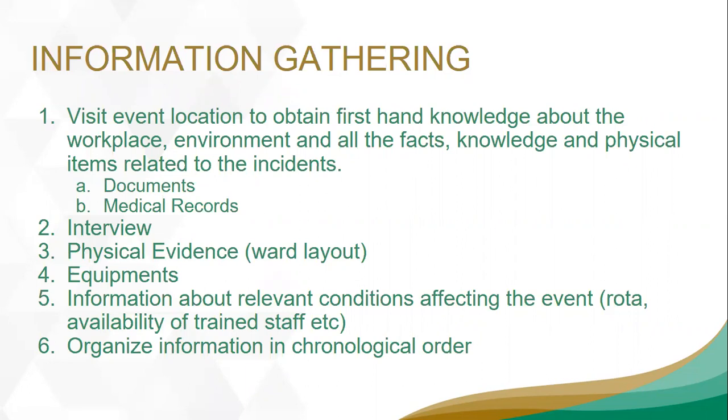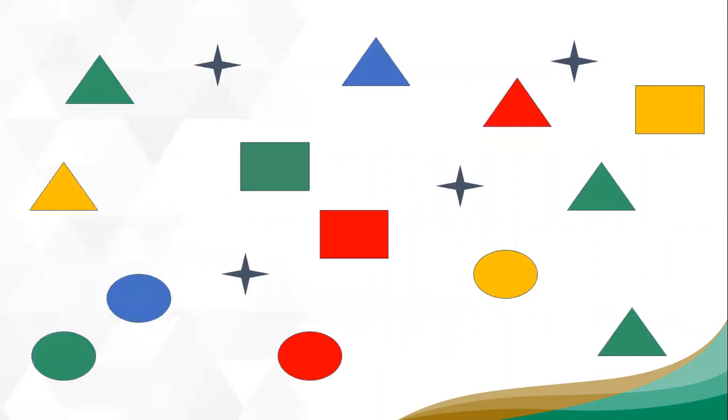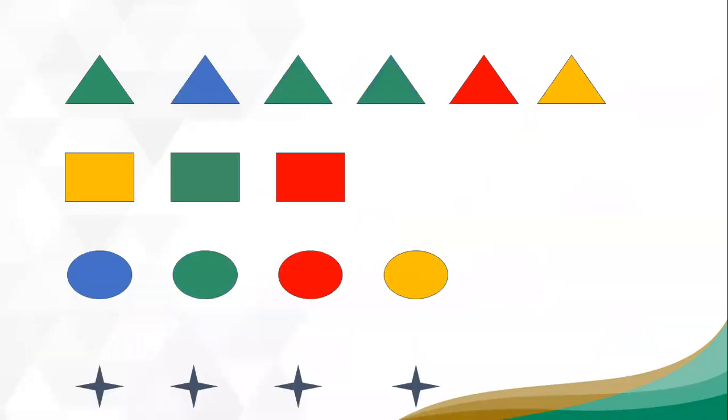Organize the information in chronological order, which is actually the root cause analysis, that we organize the information. So how I learned to perform the RCA: these are the different types of causes which are present when we reach a scene. There are triangles, squares, circles, and some things which are not clear, which look like a star. So we start gathering them and organizing them in a chronological manner.